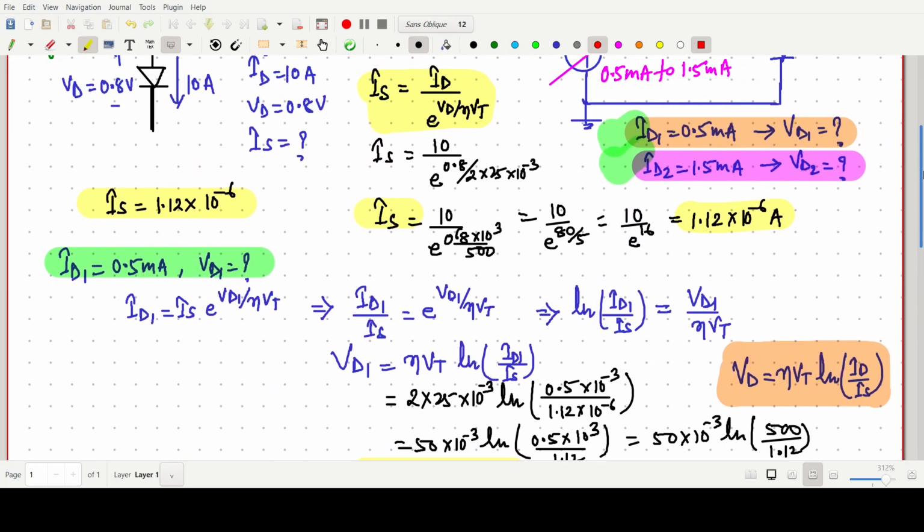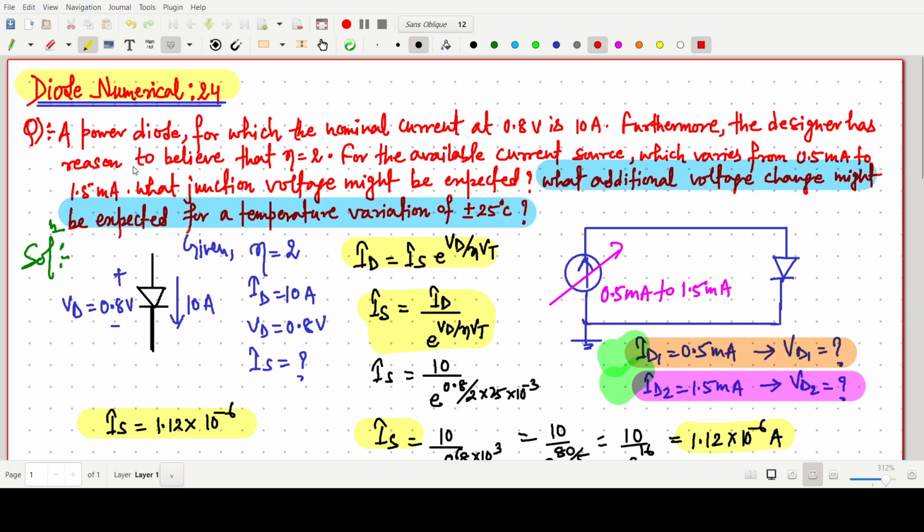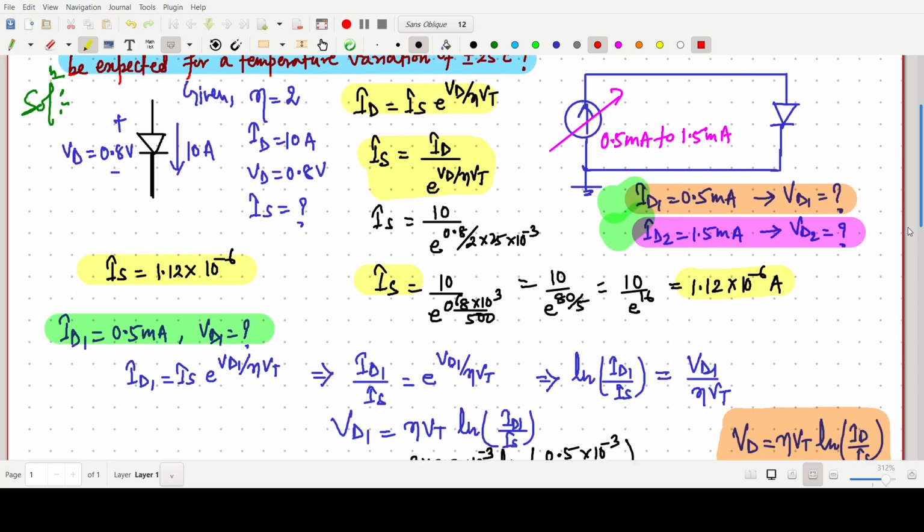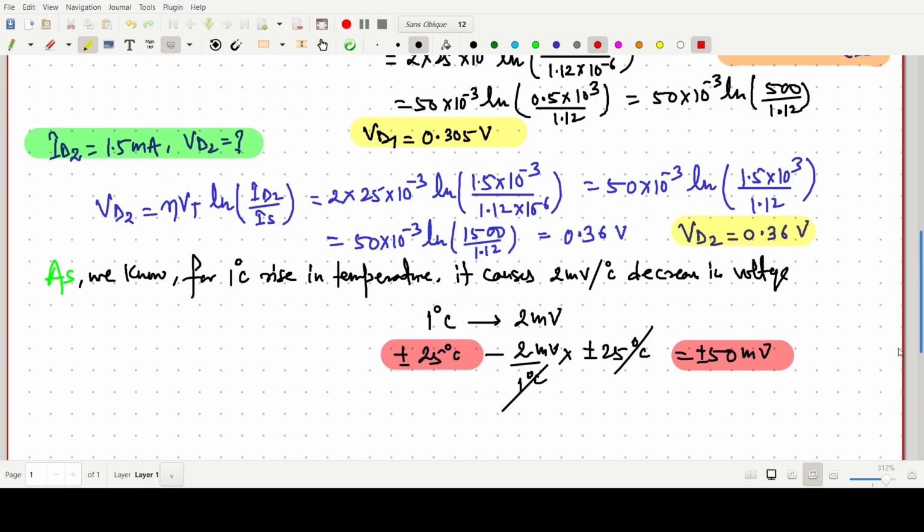So this is all about this question. The sentence is a little bit tricky, but the question is very simple. You have to first think of the basics. Here it is given that the nominal current in the diode is 10 ampere with voltage 0.8 volt, so Is we have to find. Then the current source varies from 0.5 milliampere to 1 ampere. So what junction voltage might be expected? The junction voltage might be expected in between VD.